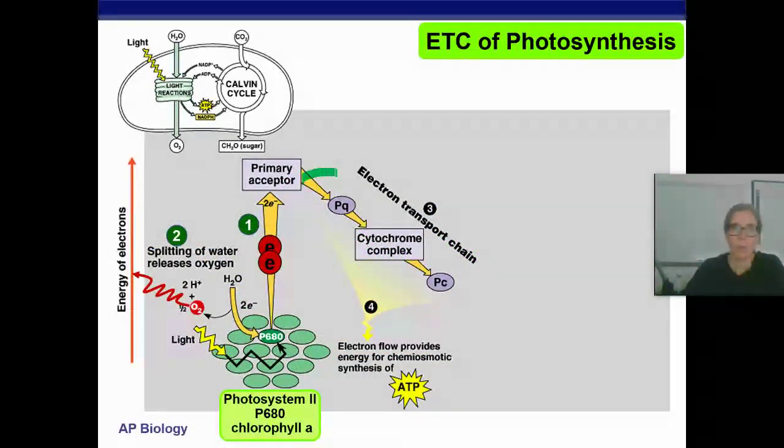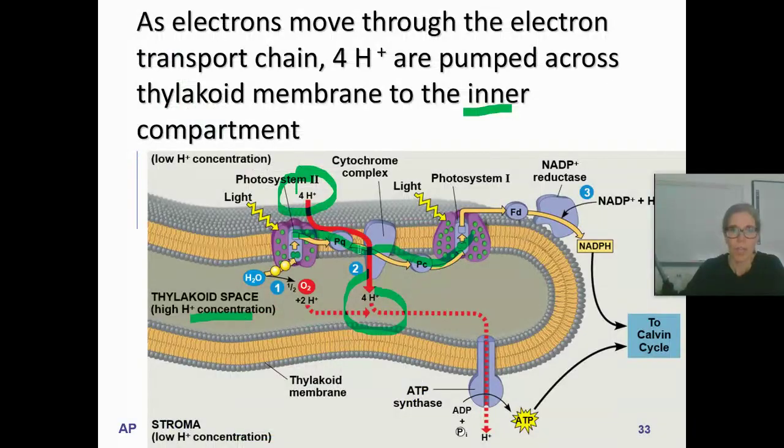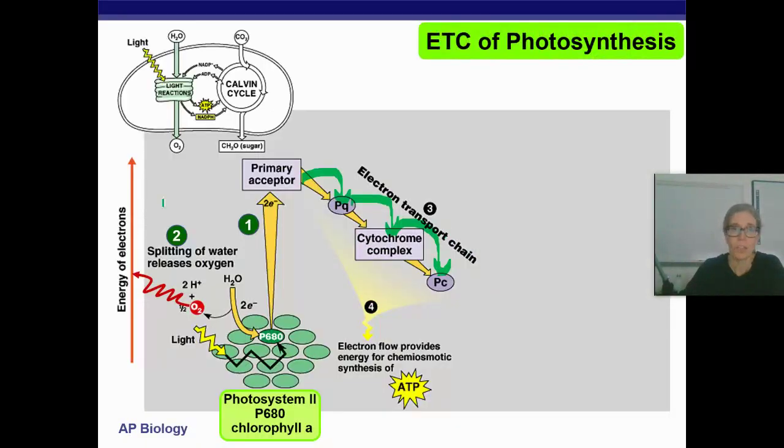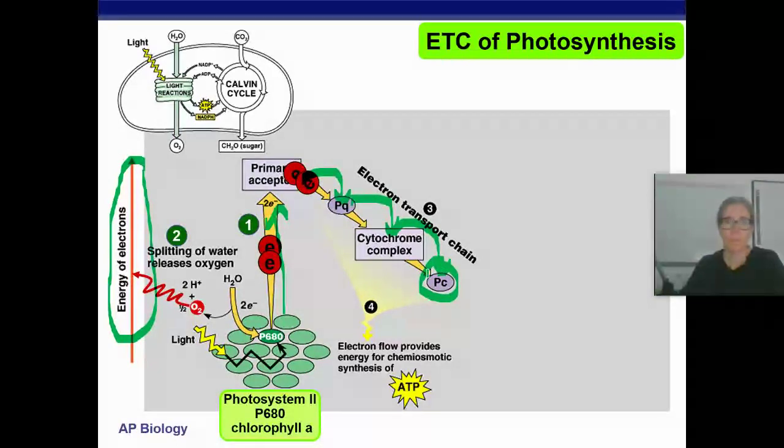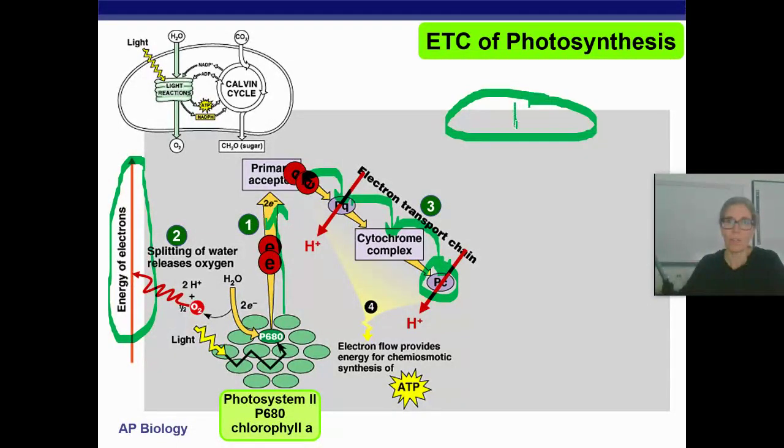As the electrons move from one carrier to the next, to the next, to the next, they actually lose energy. So this is showing you the energy of electrons. Light gives them quite a bit of energy here. But then as they move down, as they go to more and more electronegative carrier proteins, they get held more tightly and they lose energy. That energy is used to pump protons into the thylakoid membrane, right?